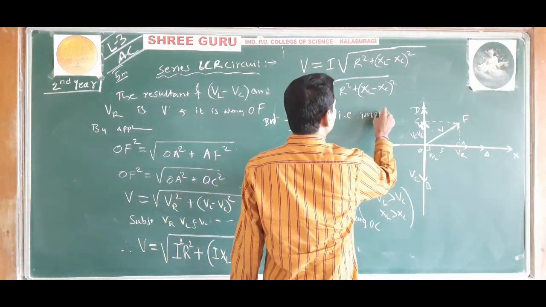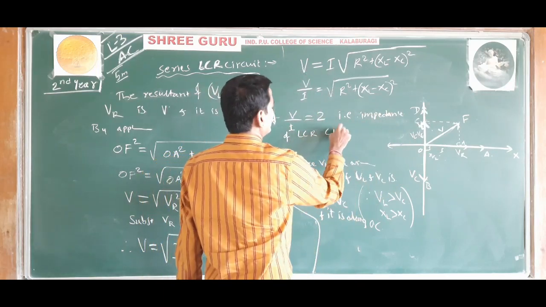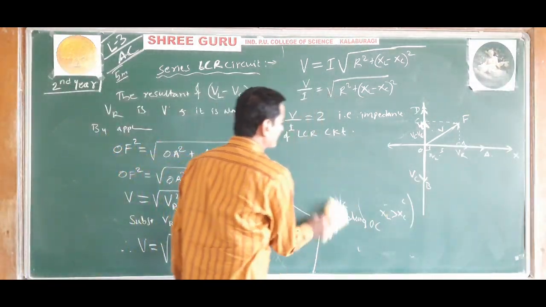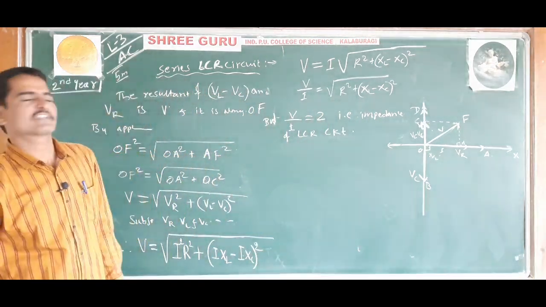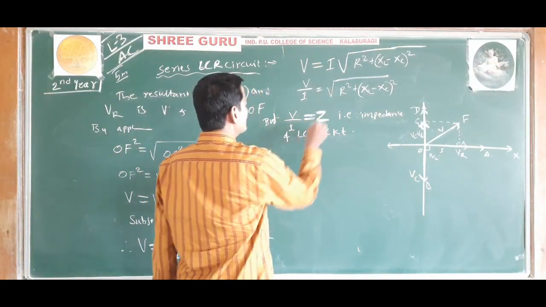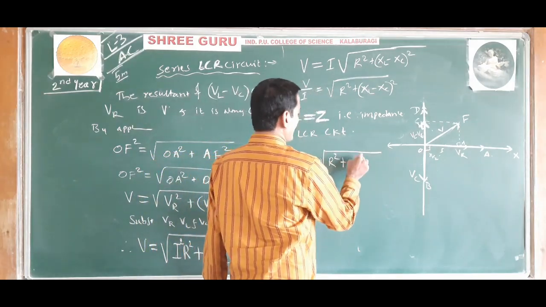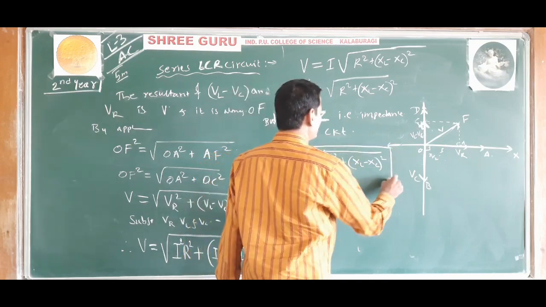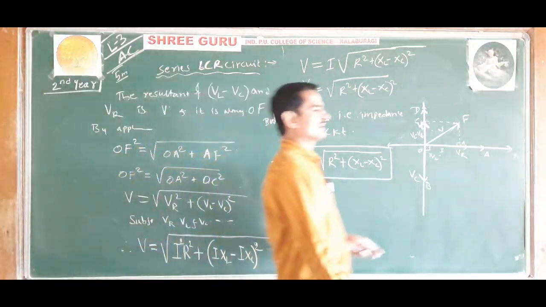I will say this as impedance of LCR circuit, that is effective opposition offered by the series LCR circuit to the flow of current. The effective opposition offered by the series LCR circuit to the flow of current is called impedance, and it is denoted by Z. So therefore Z is equal to under root of R square plus XL minus XC whole square. So this is the expression for impedance of series LCR circuit.